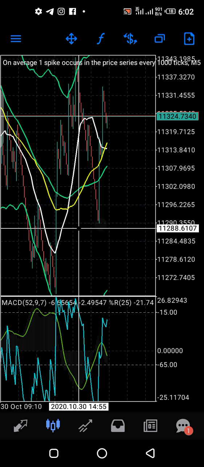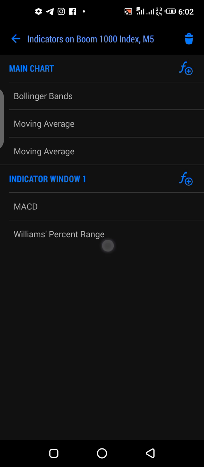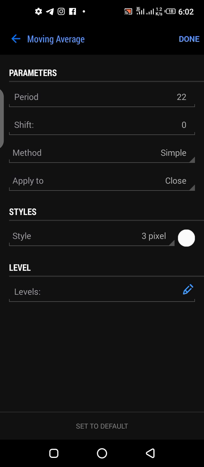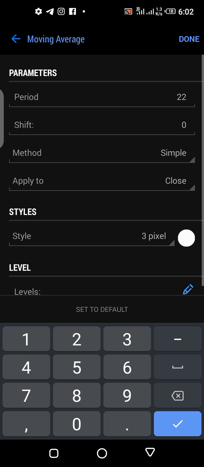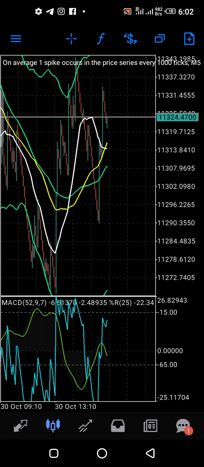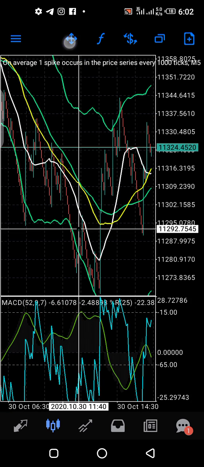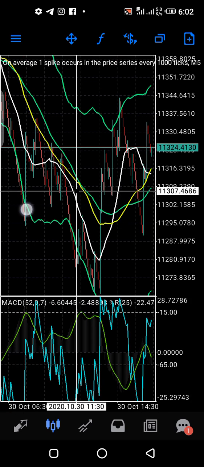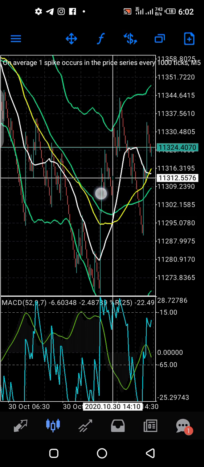The next thing we'll be adding is our moving average 22. Now, these are the settings. Period 22, shift 0. Just go through them so that you understand. Method, simple, apply to close. Style, 3 pixel. Once you are done, you click on done. It comes out. This is it here. You can see.